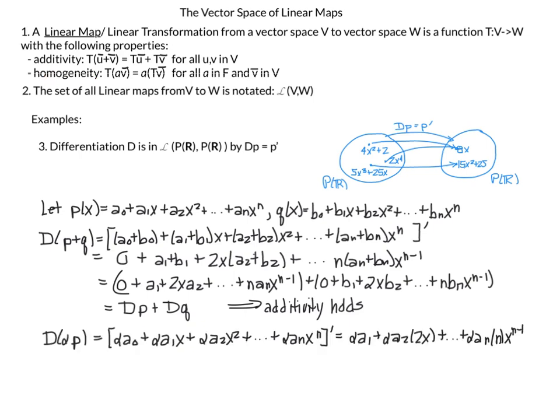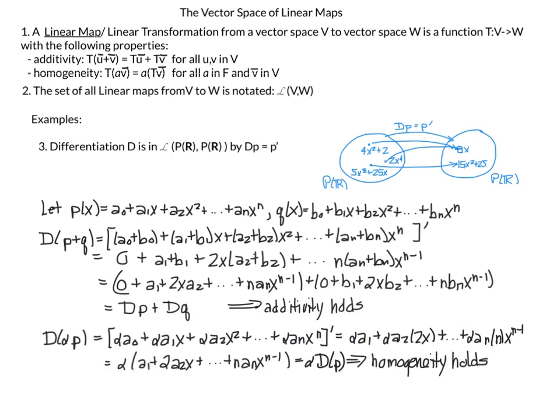To look at homogeneity, let's consider the derivative of alpha times p. So alpha times p is alpha a naught plus alpha a1x plus alpha a2x squared all the way up to alpha an x to the n. And for the derivative function, I just notate that with the prime over here. So taking the derivative, this is a constant, it goes to 0. This here is alpha a1. That's our first term from our derivative. Here we're going to have 2 alpha a2x. This is our next term. And then all the way down to n alpha an x to the n minus 1.